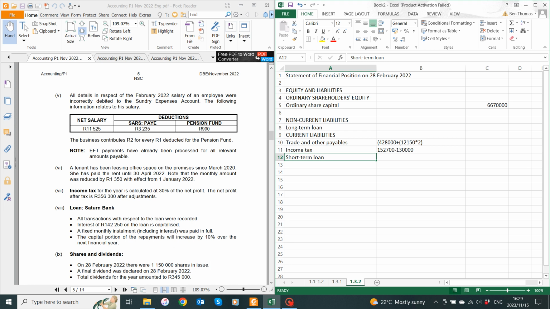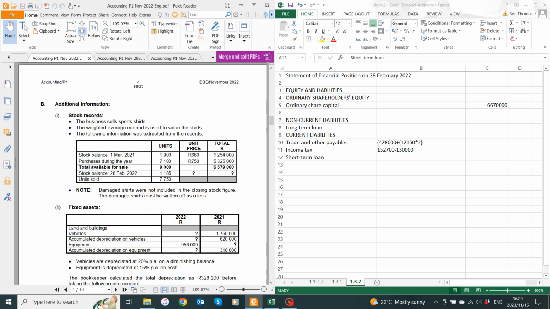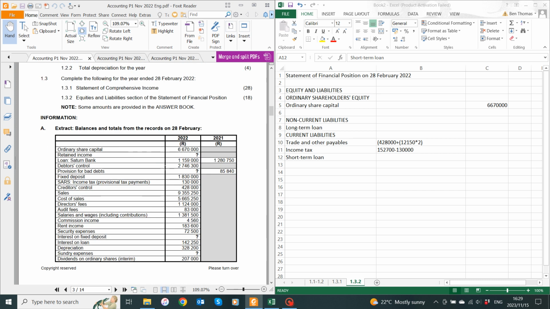So they gave us information regarding the loan over here. Everything has been recorded. Interest is 142,250 capitalized. A fixed monthly installment has been paid in full, and the capital portion of the repayments will increase by 10% over the next financial year. Okay, so now we are going to go up and see what's happening with the loan. So here's your loan. It was 1,280,750 and it's now 1,159,000.